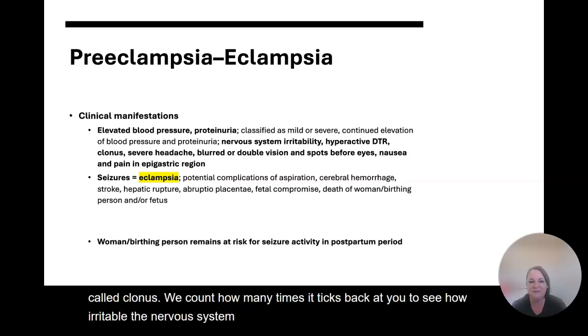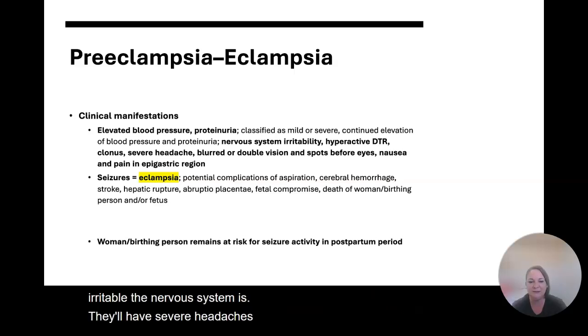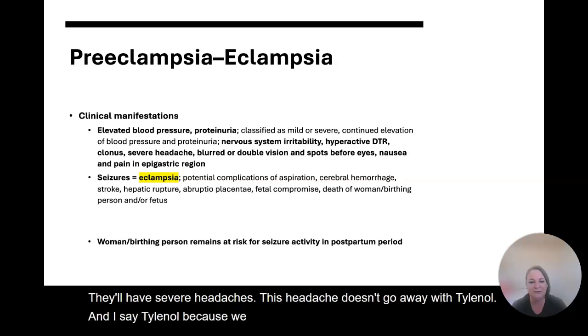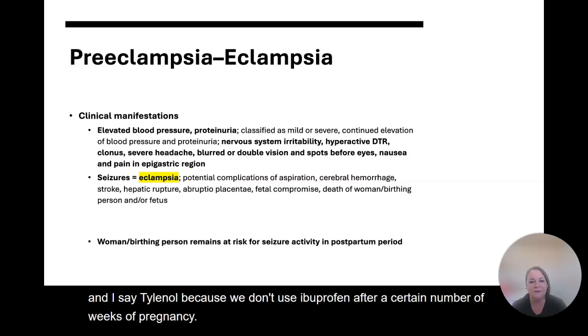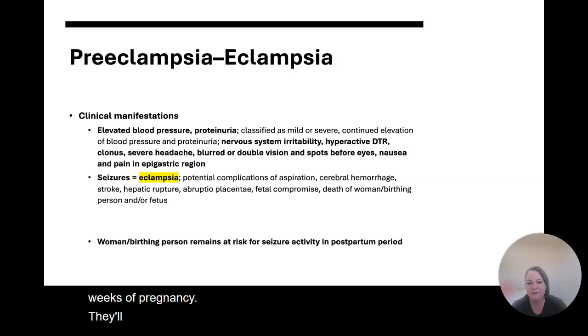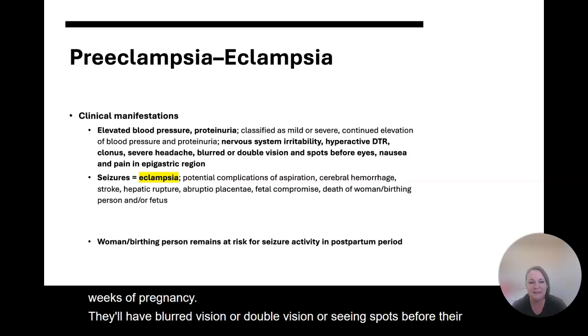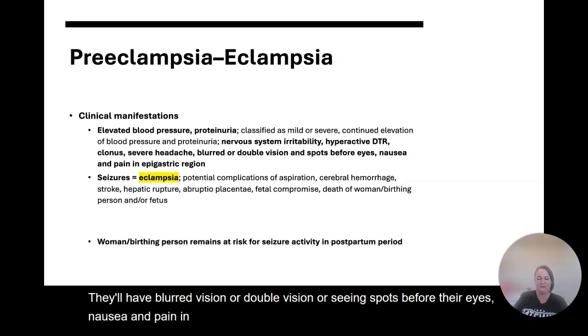We count how many times it ticks back at you to see how irritable the nervous system is. They'll have severe headaches. This headache doesn't go away with Tylenol. And I say Tylenol because we don't use ibuprofen after a certain number of weeks of pregnancy. They'll have blurred vision or double vision or seeing spots before their eyes, nausea, and pain in the epigastric region, the right upper quadrant where the liver is.